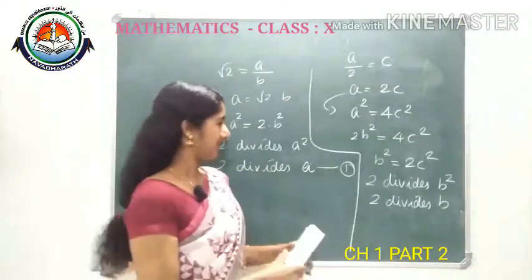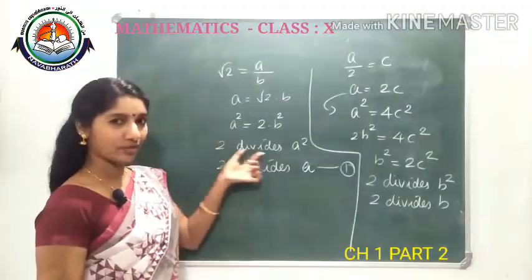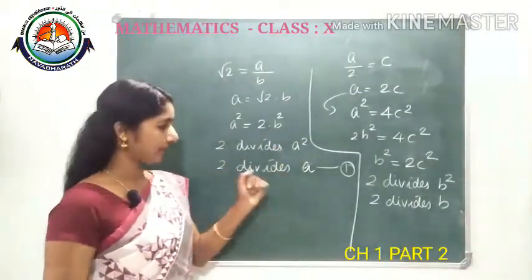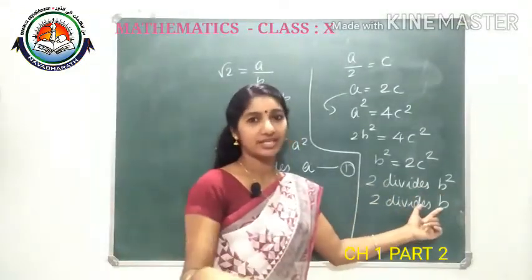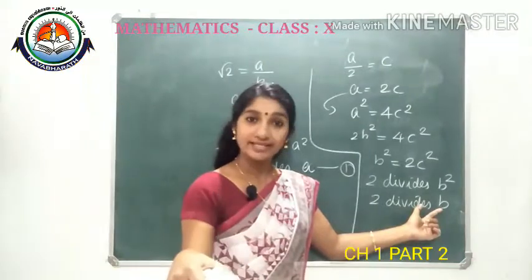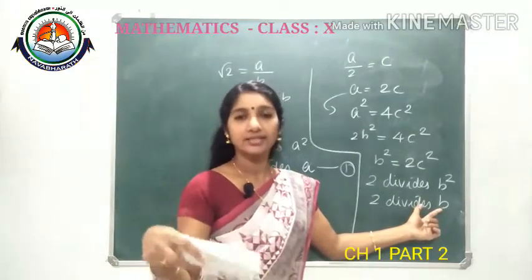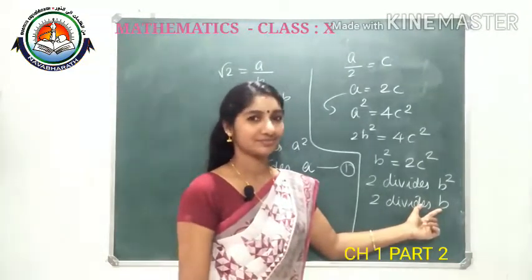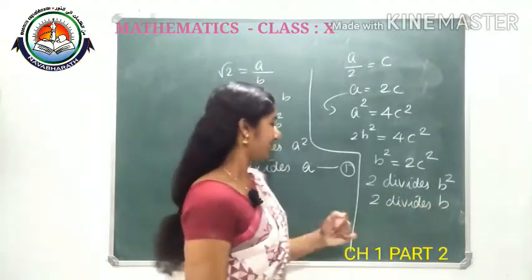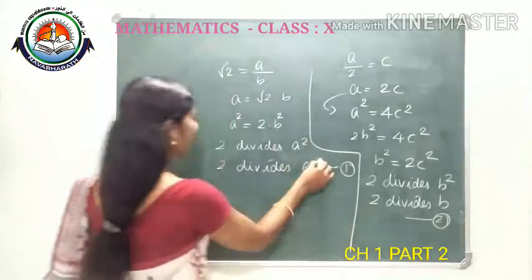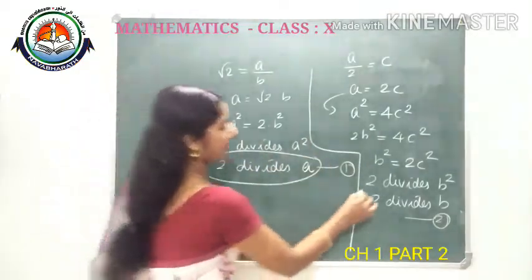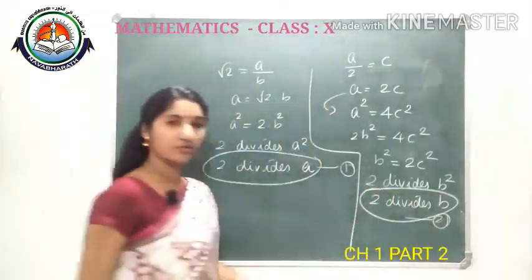Clear? Same way as we applied here, 2 divides A square, we got 2 divides A. Here 2 divides B square, we got 2 divides B. By the theorem we studied, if prime number P divides A square, any number square, then P divides that number. Got it? So 2 divides B. See, this is the second statement. So we got 2 divides A, and from here we got 2 divides B.